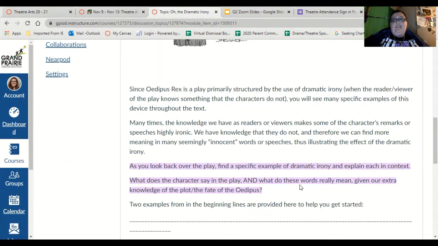What does the character say in the play? What do the words really mean? And given our now extra knowledge of the plot and the fate of Oedipus, how does this relate to what it was in the play? So if I went to episode 2 and I found that moment of dramatic irony, I would want to explain it, based on the rest of the play, what we know about the fate of Oedipus.